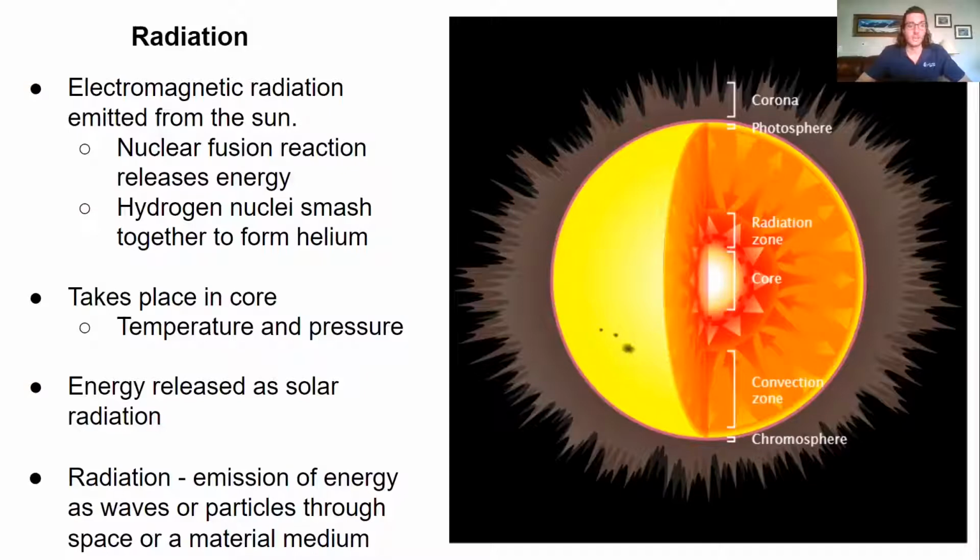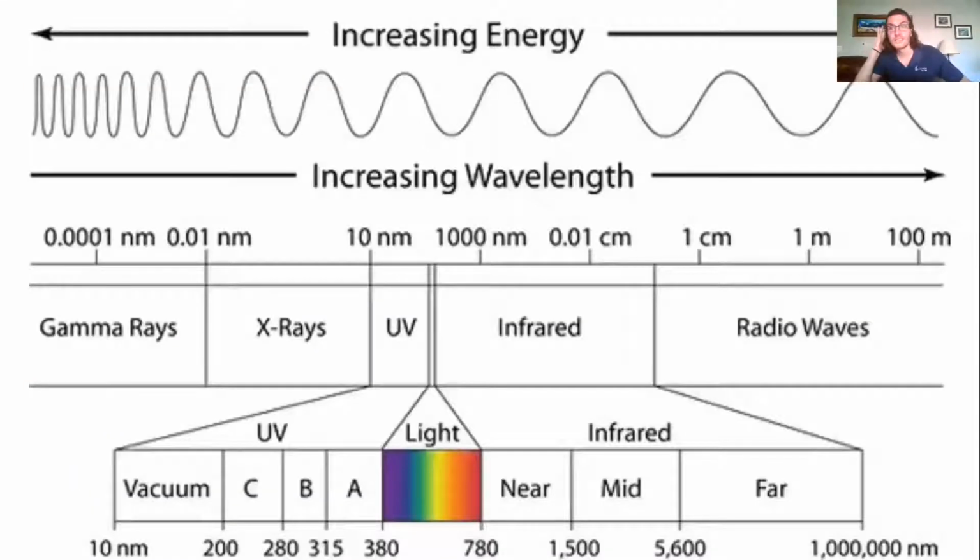And so again, when these reactions take place, all of that energy is going to be emitted in different types of wavelengths, and that's what gives us our light and our energy and our heat. And so radiation, essentially, to put it simply, is the emission of energy as waves or particles through space or a material medium. So we know it has to travel through space, right, to get to us on Earth. And I mentioned there's different wavelengths and forms of radiation that are going to move towards Earth from the sun and impact us in our everyday lives.